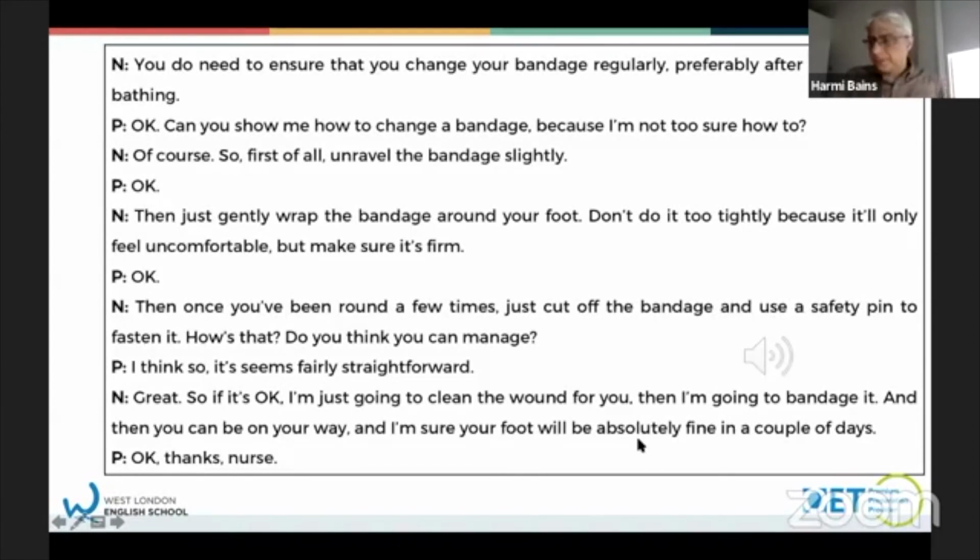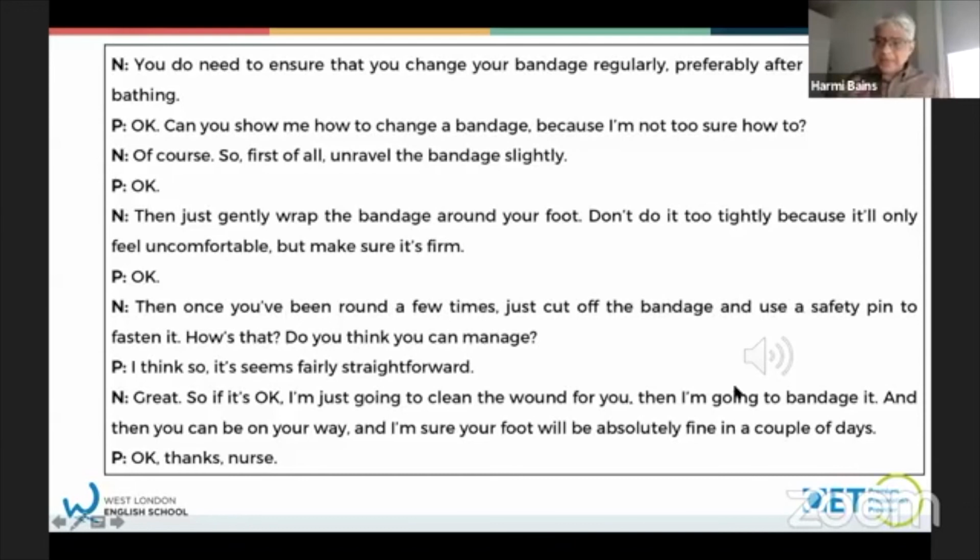You do need to ensure that you change your bandage regularly, preferably after showering or bathing. Okay, so can you show me how to change a bandage, because I'm not too sure how to. Of course. So first of all, unravel the bandage slightly. Okay. Then just gently wrap the bandage around your foot. Don't do it too tightly because it'll only feel uncomfortable, but make sure it's firm. Okay. Then once you've been round a few times, just cut off the bandage and use the safety pin to fasten it. How's that? Do you think you can manage? I think so. It seems fairly straightforward. Great. So if it's okay, I'm just going to clean the wound for you, then I'm going to bandage it. And then you can be on your way. And I'm sure your foot will be absolutely fine in a couple of days. Okay, thanks, nurse.